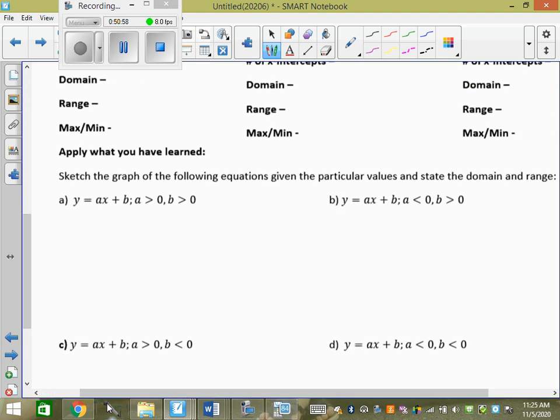We're going to do a little bit of sketching. The next slide. So, yeah. When we're doing the domain and range, we have to write domain equals, range equals. All right. Sketch the graph of the following equations given the particular values and state the domain and range.